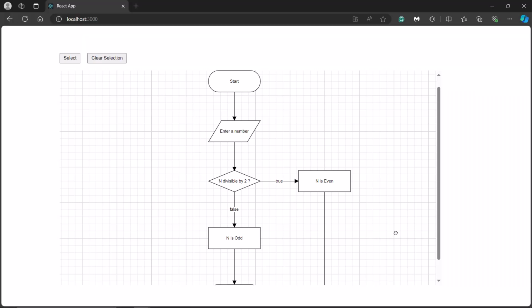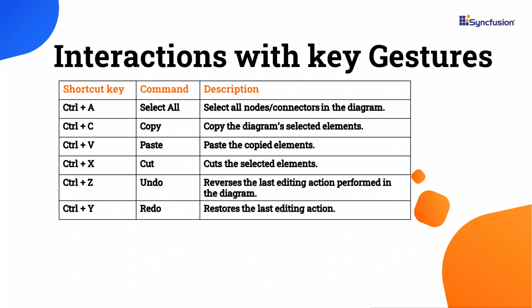I can interact with the diagram elements using shortcut keys. By default, some built-in commands are bound with a relevant set of key combinations. This table illustrates those commands with the associated key values. I can perform interactions like select all, cut, copy, paste, undo, redo, etc.